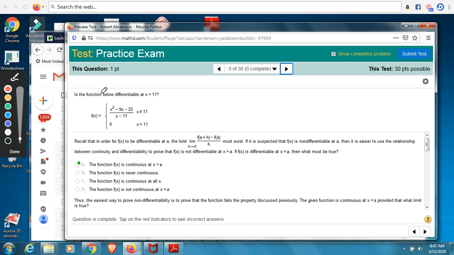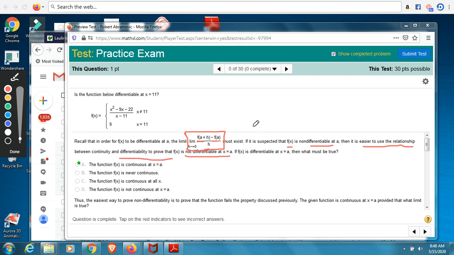This next question asks you whether or not, in order for a function to be differentiable at a number, this limit, this difference quotient, has to exist. The limit as h goes to 0 of f of a plus h minus f of a over h. If it's suspected that f of x is not differentiable at a, then it is easier to use the relationship between continuity and differentiability to prove that f is not differentiable at x equal to a. So all this is saying is that differentiability implies continuity, and therefore not being continuous at a implies that it's not differentiable at a.